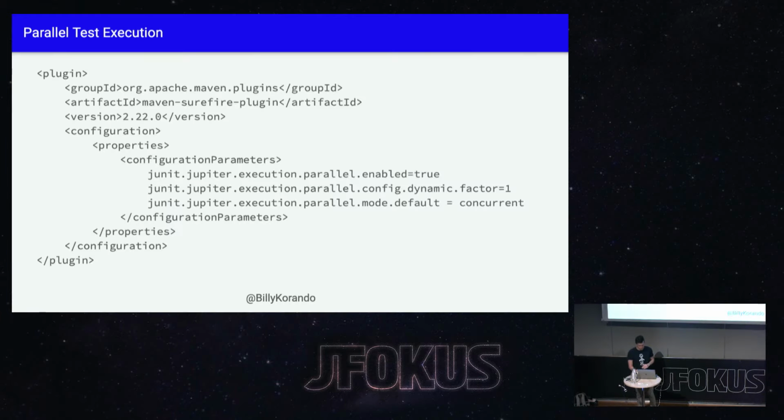Parallel test execution. JUnit 5 offers a lot of flexibility with that. Within your build file, you can provide some configuration for how tests should be executed in parallel. Of course, the first parameter is just enabling it at all. The second one, the config dynamic factor of 1. Dynamic means it's going to reference how many CPUs are on the system that you're running. In this case, on my Mac, it's 4 CPUs. And a dynamic factor of 1 means 1 thread for every CPU on your system.